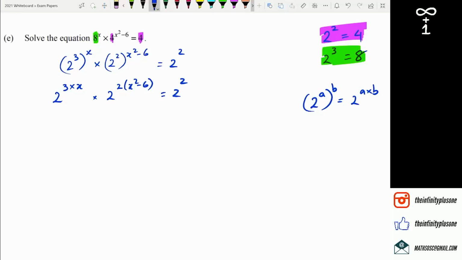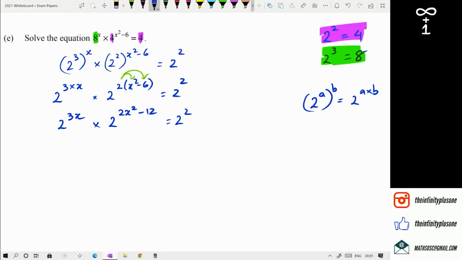Now the next thing is I'm going to expand the brackets and replace that 3 times x with 3x, multiplied by 2 to the power of 2x squared minus 12. Now if you're wondering, how did I get that 2x squared? 2 times x squared is 2x squared, and 2 times minus 6 is negative 12. And of course, all of this is equal to 2 squared.